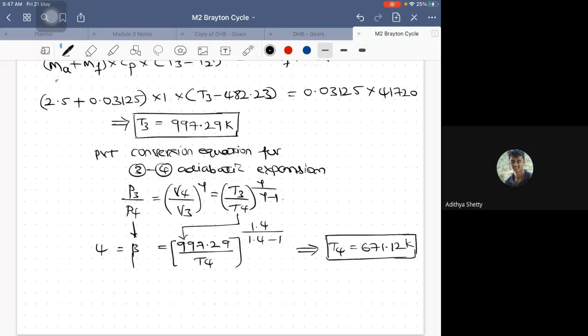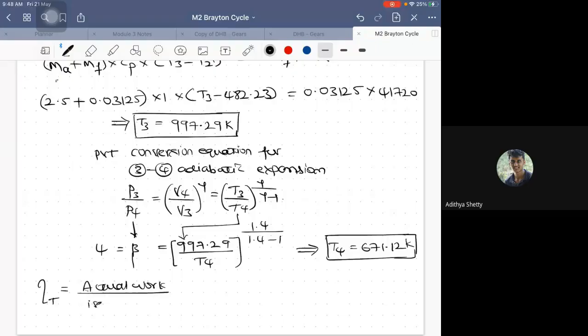So once the value of T4 is obtained, use the efficiency of the turbine. So here it is actual work divided by isentropic work. Just a minute. Go on with the calculations.